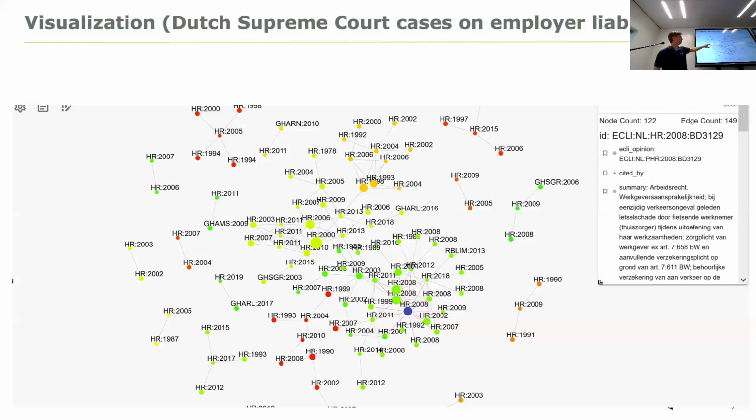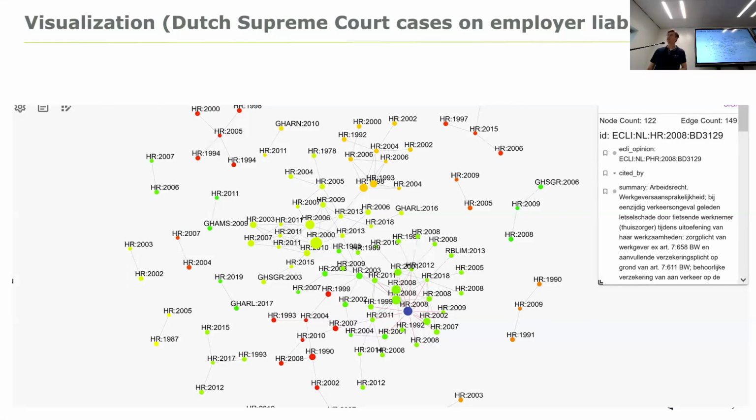You see the node size increases depending on the incoming citations. In the software, you can manipulate that. You can use out degree or betweenness or relative in degree, all sorts of measures you can use to manipulate and visualize the network. On the right side, you see the metadata that we pull up from Rechtspraak.nl, the Dutch case law repository. If it has the metadata, we also have it. If it doesn't have the metadata, then of course we also cannot display that.